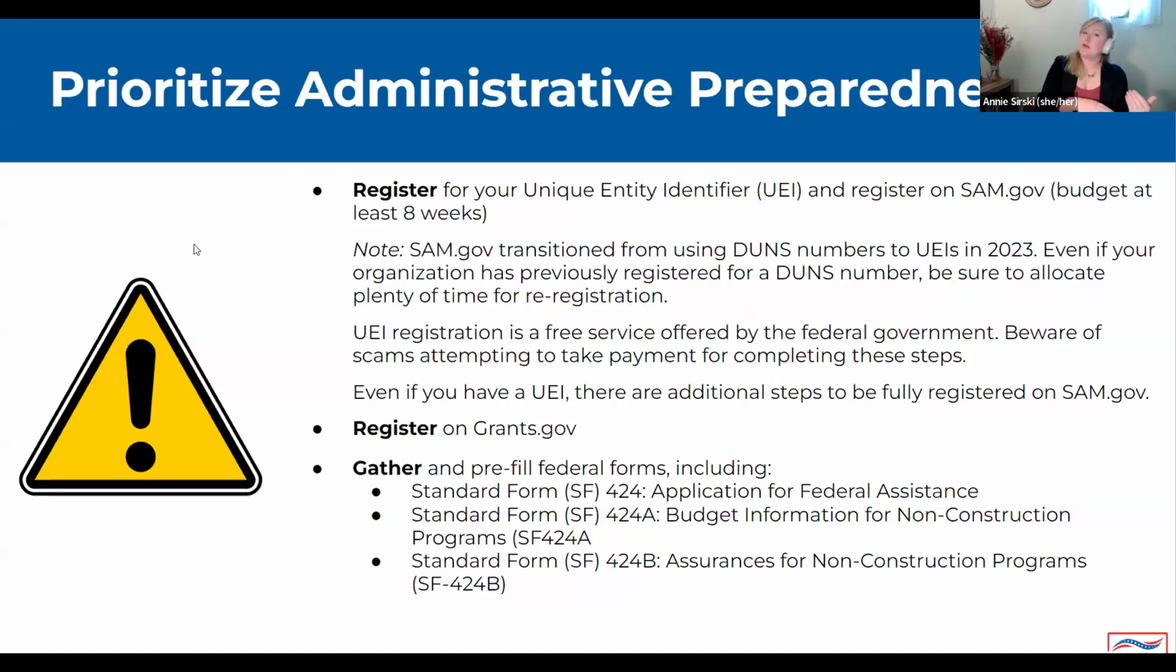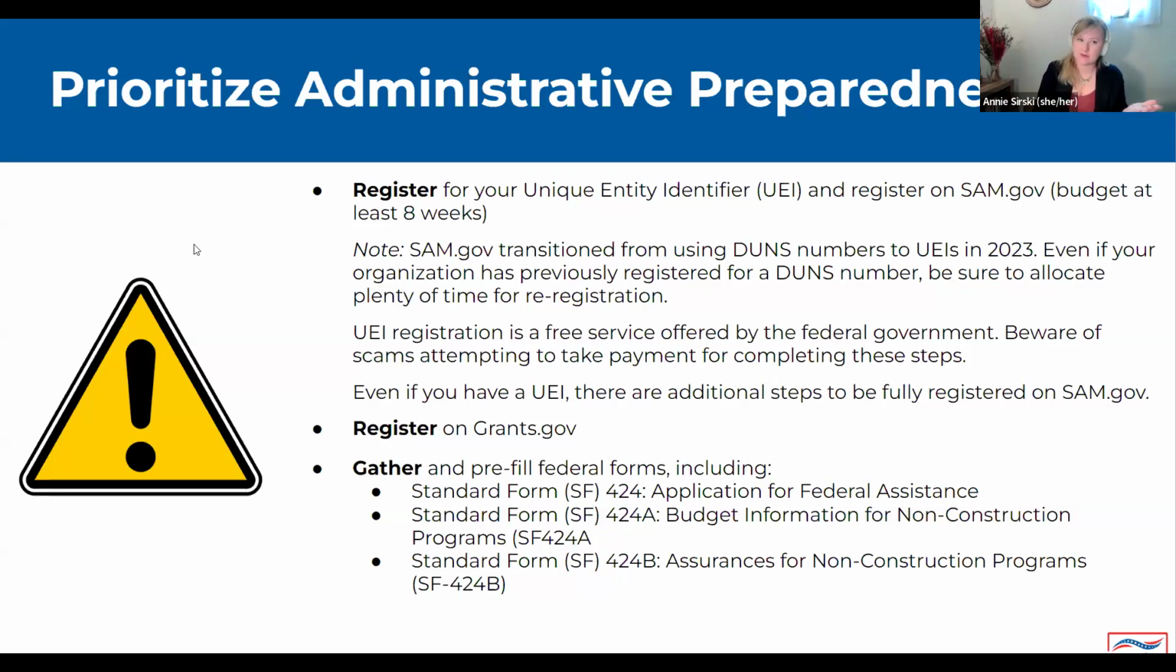They have used the DUNS number in the past, but they actually transitioned last year. So even if you've previously registered for a DUNS number, make sure you're prioritizing getting up to speed with that UEI. I will also note we've seen some scams out there. This process should be free. Lengthy, but it's free. So if you're seeing somebody offering to take your money to register for a UEI, be on alert.